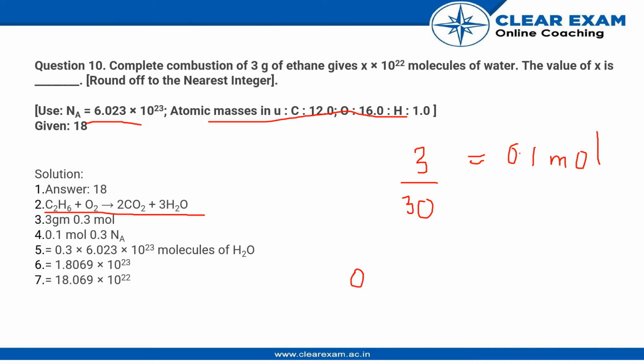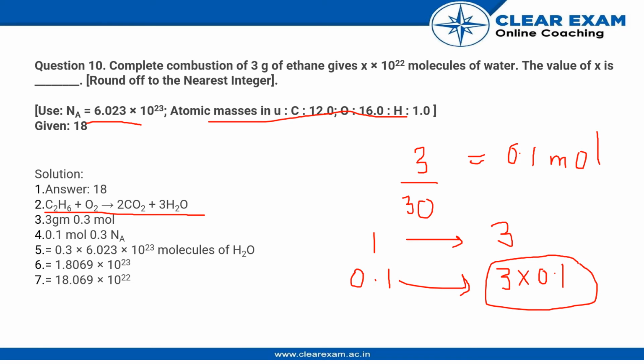So 0.1 moles of C2H6, if we look at the stoichiometry, 1 mole of C2H6 gives us 3 moles of water. So 0.1 moles will give us 3 into 0.1 moles of water, correct? So if we have that, we have the total moles of water as 0.3. So 0.3 moles of water are present to us.